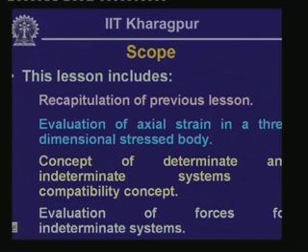This particular lesson includes the recapitulation of the previous lesson, which we will be doing through the questions which we have posed last time. We will be discussing those questions, and eventually it will give you the recapitulation of the previous lesson. Then the evaluation of axial strain in a 3-dimensional stressed body, the concept of determinate and indeterminate systems, and thereby the compatibility criteria, how it will arise out of that system, that we will look into, and finally the evaluation of forces for indeterminate systems.